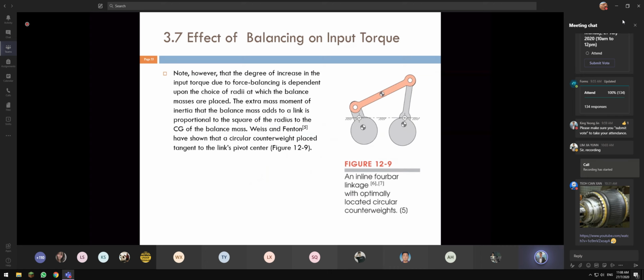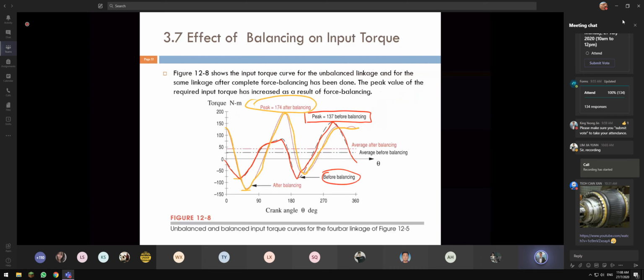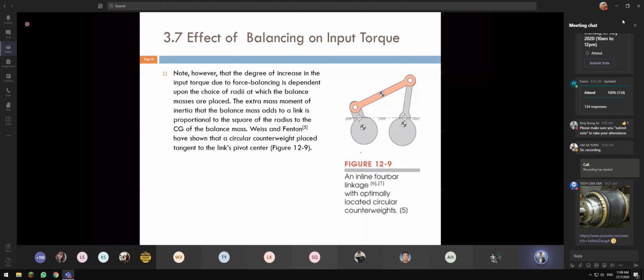So this will give problems, where we have to balance the system, or levelize the torque, with bigger flywheels. You can see that the average torque after balancing is higher than before balancing. So this is a trade-off.